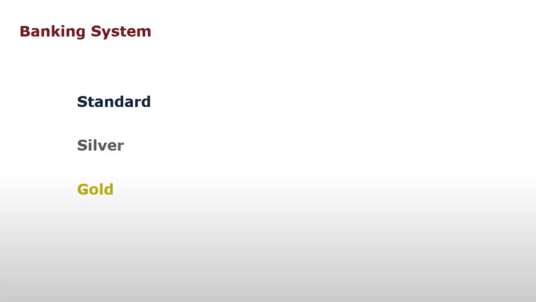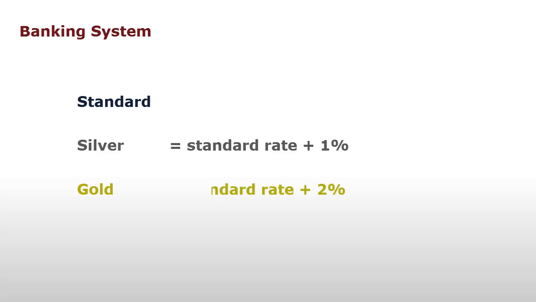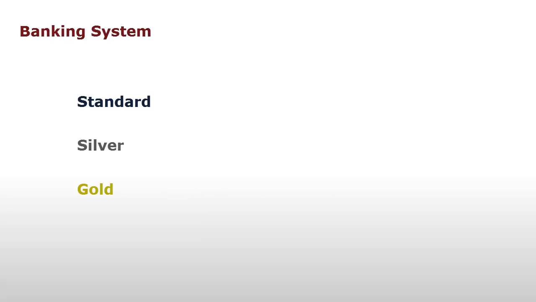The silver account pays 1% more than the standard rate and the gold account pays 2% more. The total interest accrued is calculated as a percentage of the account balance. The bank deducts the same percentages from accounts that are in debt. So when you have money in the account, it earns the specific interest. When you have an overdraft, that same level of interest is deducted.